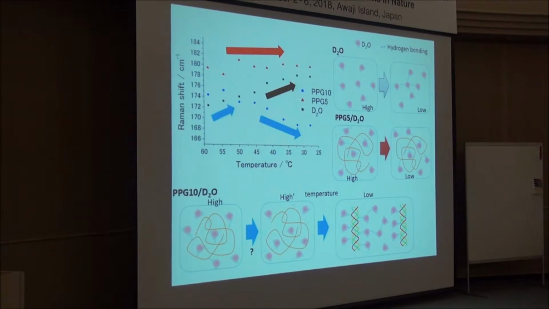In conclusion, for collagen model peptide, low frequency Raman spectroscopy can detect the hydrogen bonding between collagen model peptide and water, and it indicates the coil-helical structure transition with temperature.